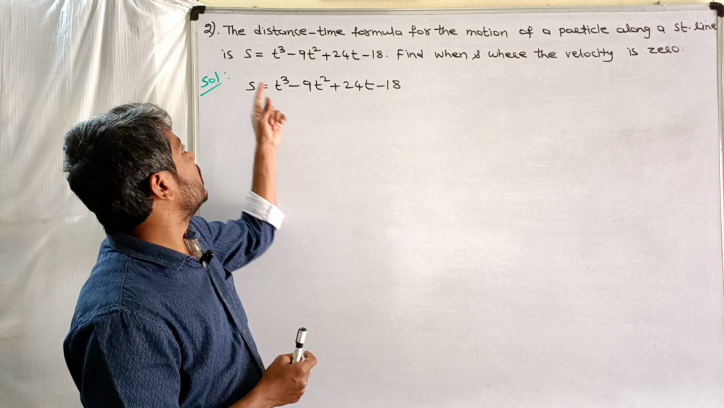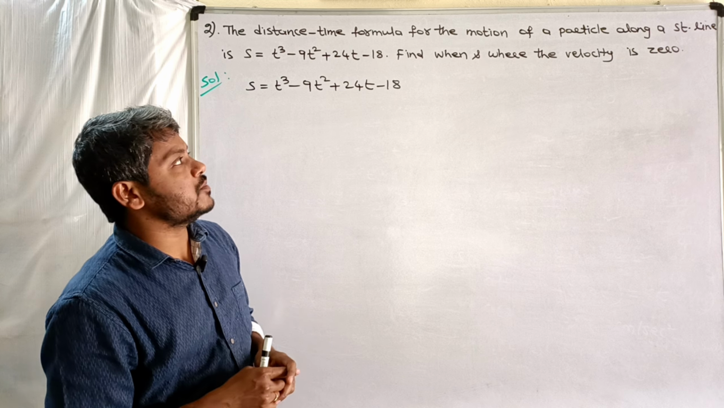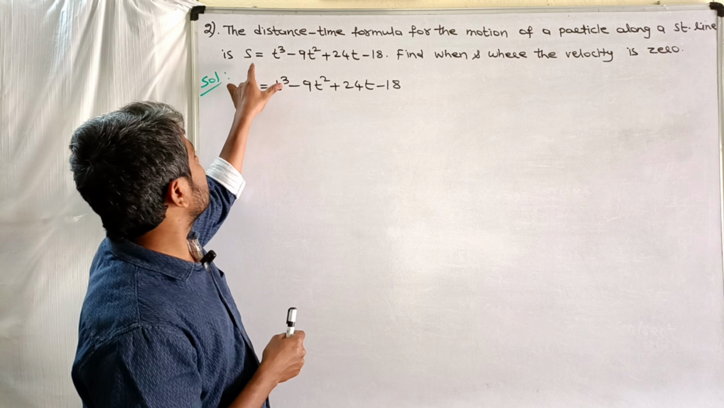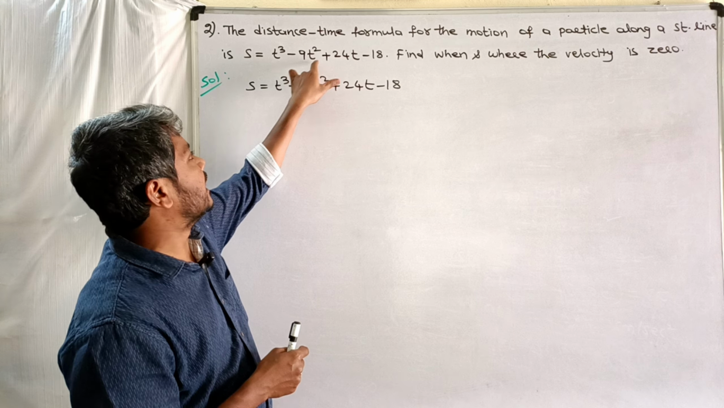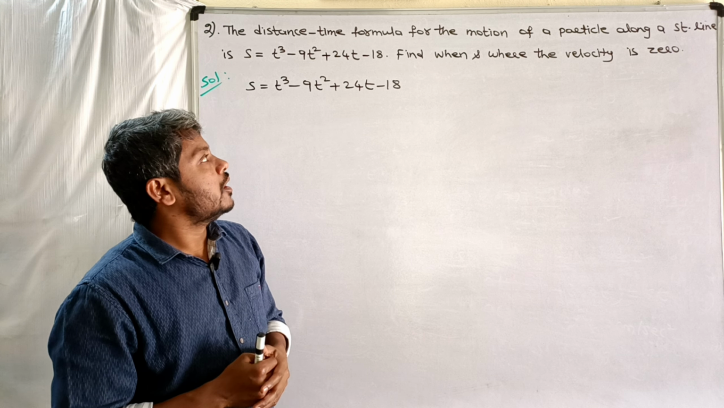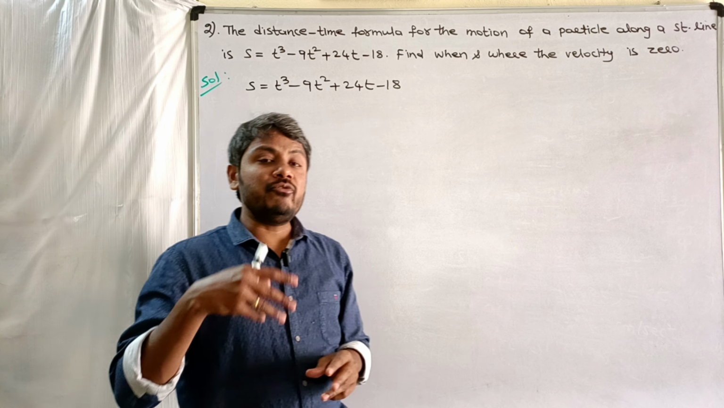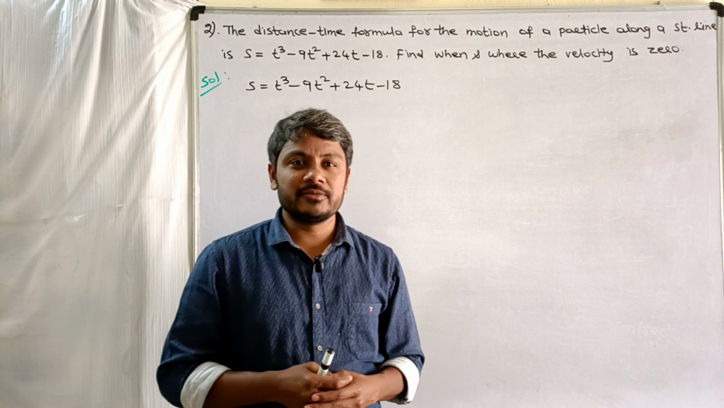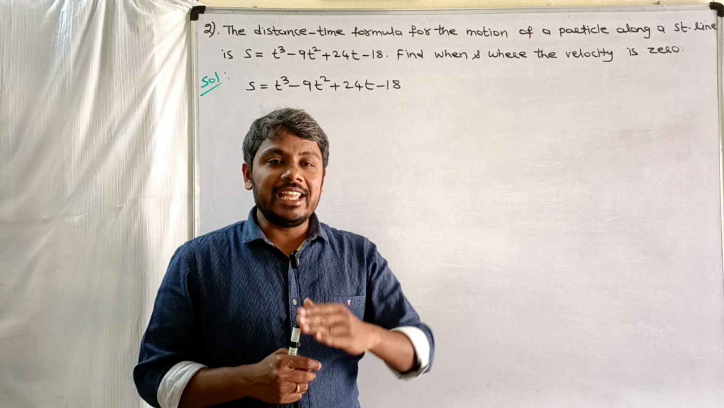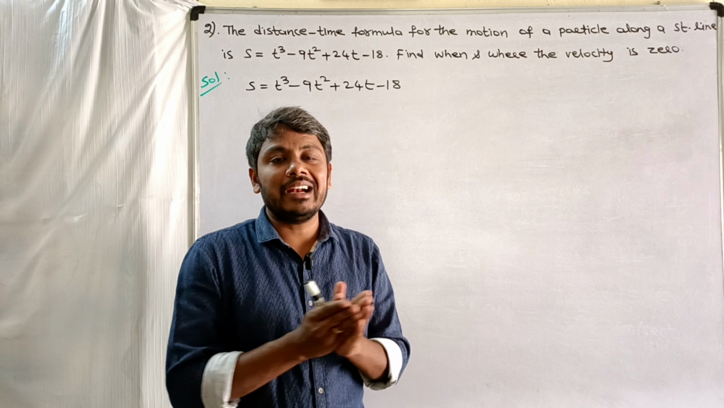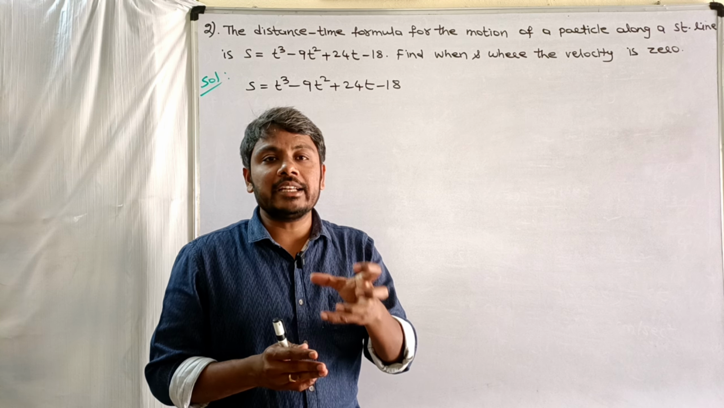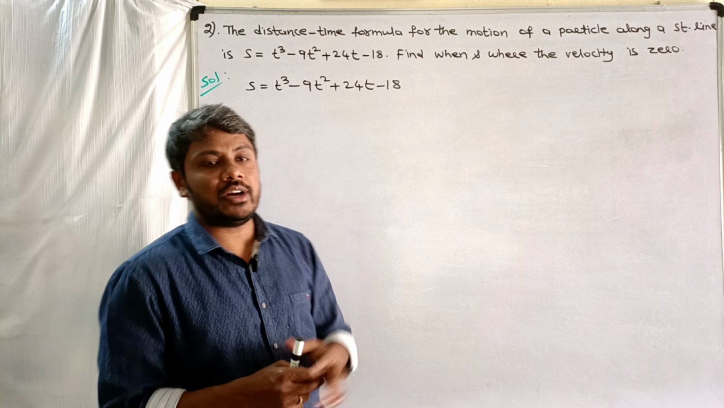Next, question number 2. The distance time formula for the motion of a particle along a straight line is given by the function s is equal to t cube minus 9t square plus 24t minus 18. Now find when and where the velocity is 0. So first you find the velocity and equate it to 0. You will get t values, meaning time, and substitute the t values in the given function.